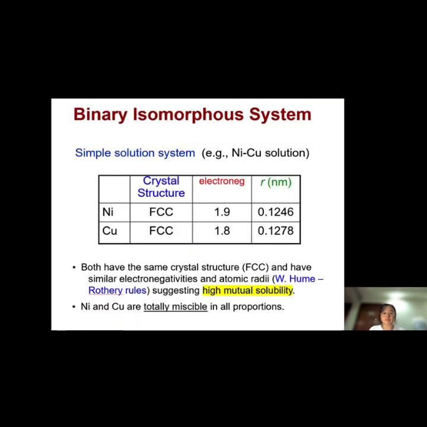A good example corresponding to this is the nickel-copper solution, Ni-Cu, where the criteria for solid solubility are crystal structure, electronegativity, and radius. Since both nickel and copper have the same face-centered cubic structure, FCC, and have similar electronegativity and atomic radii, there is high mutual solubility, and hence both are totally soluble in one another in all proportions. Therefore, it is an example of a binary isomorphous system.